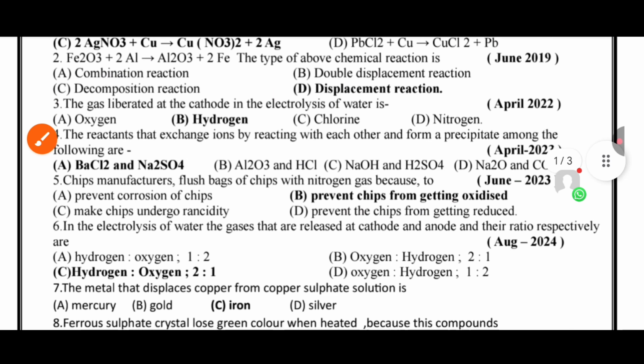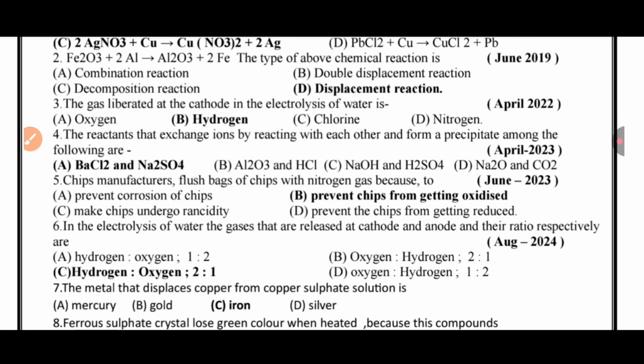Next question. Fe2O3 plus 2Al gives Al2O3 plus 2Fe. The type of the above chemical reaction is: combination reaction, double displacement reaction, decomposition reaction, or displacement reaction. The correct option is displacement reaction. The gas liberated at the cathode in the electrolysis of water is: oxygen, hydrogen, chlorine, nitrogen. The correct answer is hydrogen.